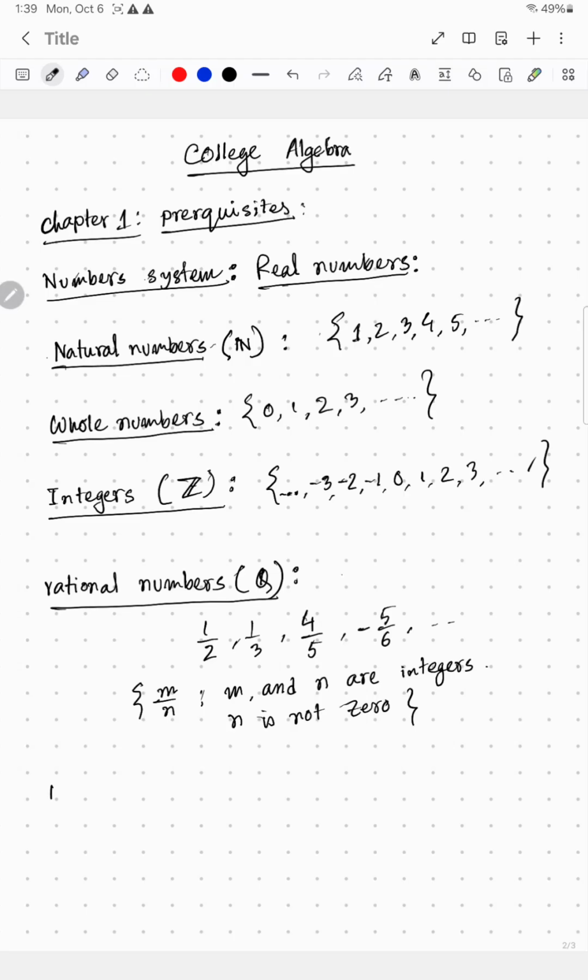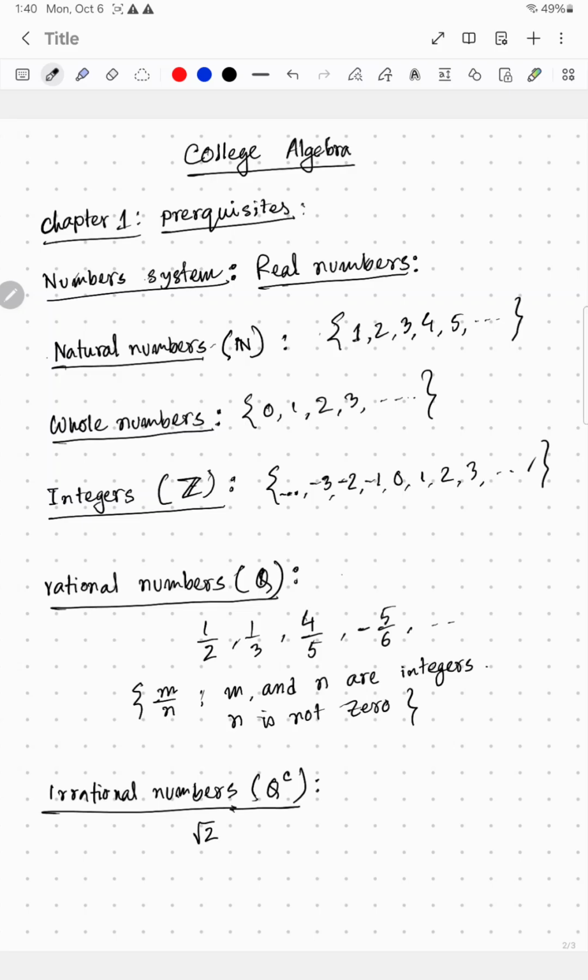Then we have another set of numbers called irrational numbers. These irrational numbers are denoted as Q^C. This C stands for the complement, like all that are not rational numbers. Anything that is not rational is irrational. So what are some irrational number examples? For example, the square root of 2.